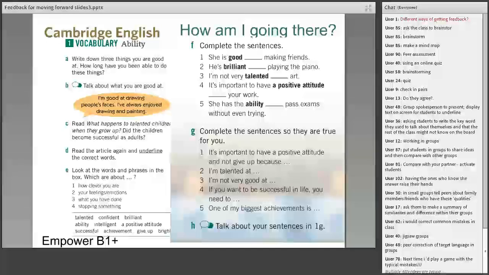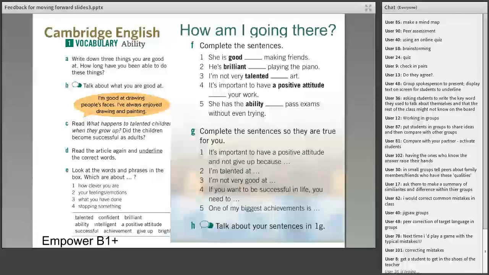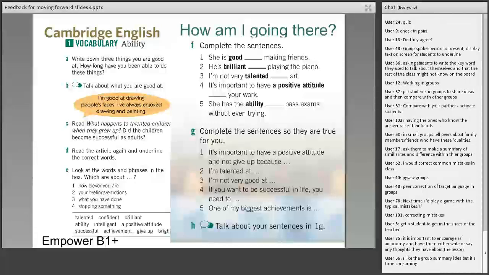Okay, there's some interesting ideas there. All right, great. Okay, Leah, that's a nice idea. Get a student to get in the shoes of a teacher. Okay, a summary of similarities and differences from Karen. Okay, remember it's how they share with the whole class.